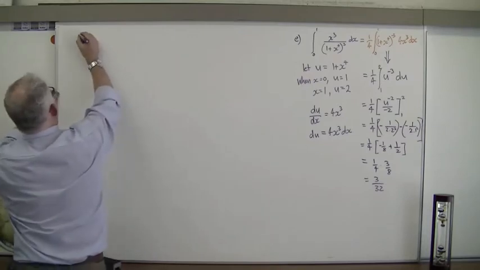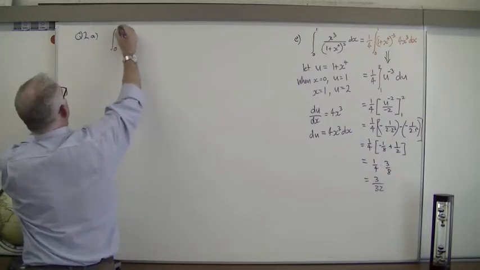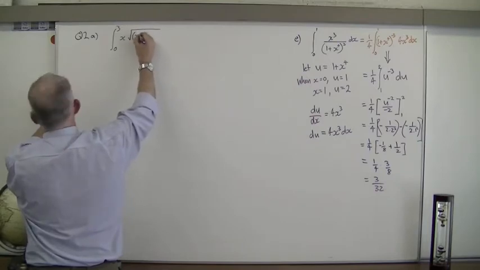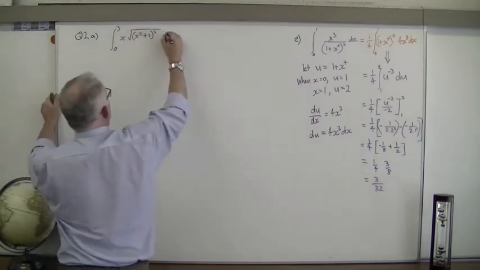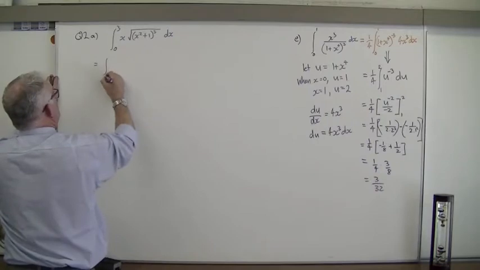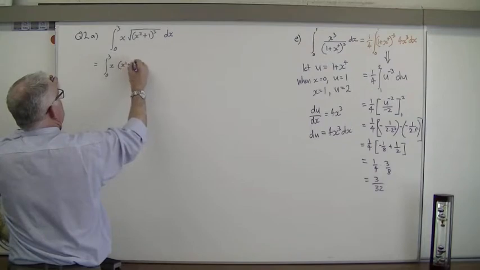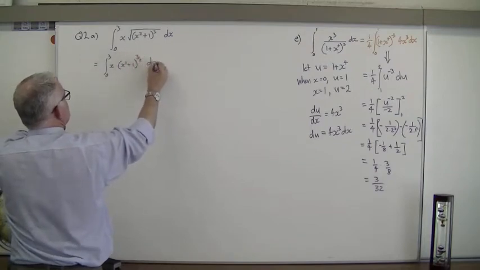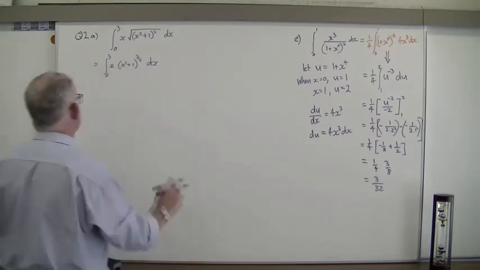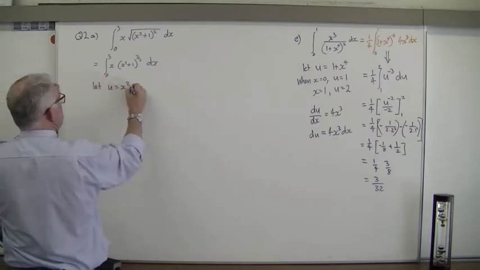Question 2a. Let's have a look at question 2a, and it's the integral from 0 to 3 of x square root of x squared plus 1 cubed dx. And you know what, I'm going to put this into index form straight up. 0, 3, x, that's x squared plus 1 to the power of 3 on 2 dx. And it's this thing here that's inside the brackets. That's the thing that's ugly that we want to try and get rid of. So let's make a substitution of let u equal x squared plus 1.